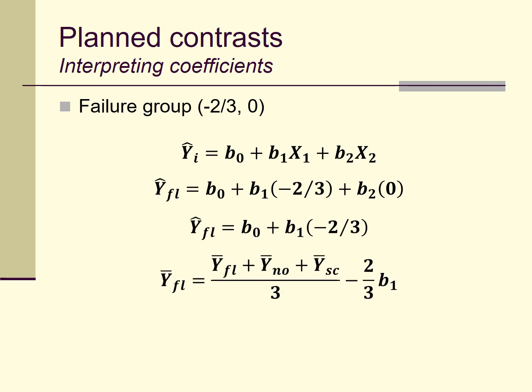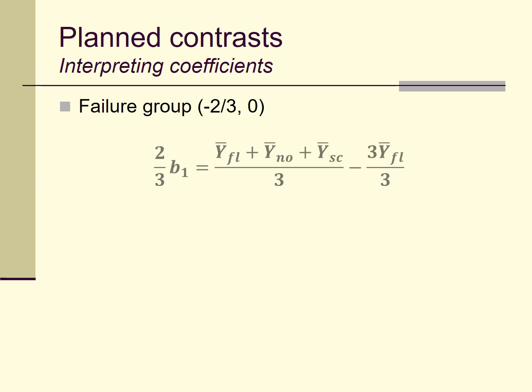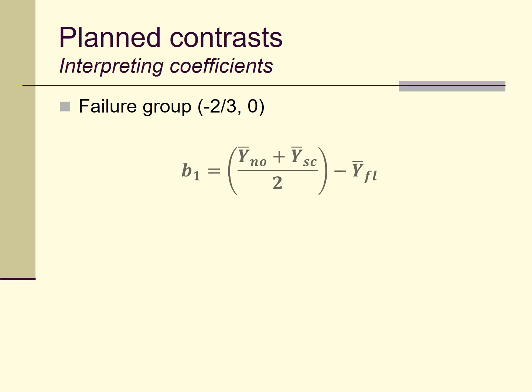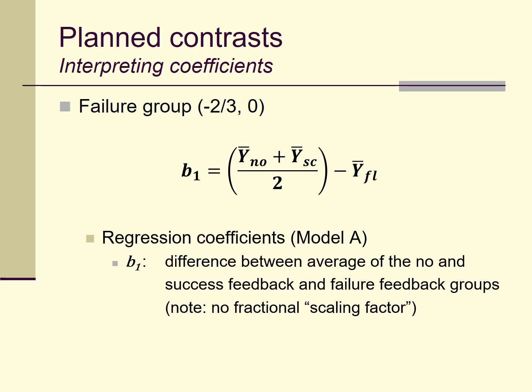And so we have to substitute in -2/3 and 0 and start to do some algebra. Do a little bit more algebra. Rearrange some terms and do some more algebra. A little bit more. Almost there. And there we go. So we basically have b sub 1 equal to the average of the no feedback and success groups minus the average for just the failure group. So again, the difference between the average of the no feedback and success feedback groups and the failure feedback group. Notice the difference here is we got rid of that 1/3 fractional scaling factor.